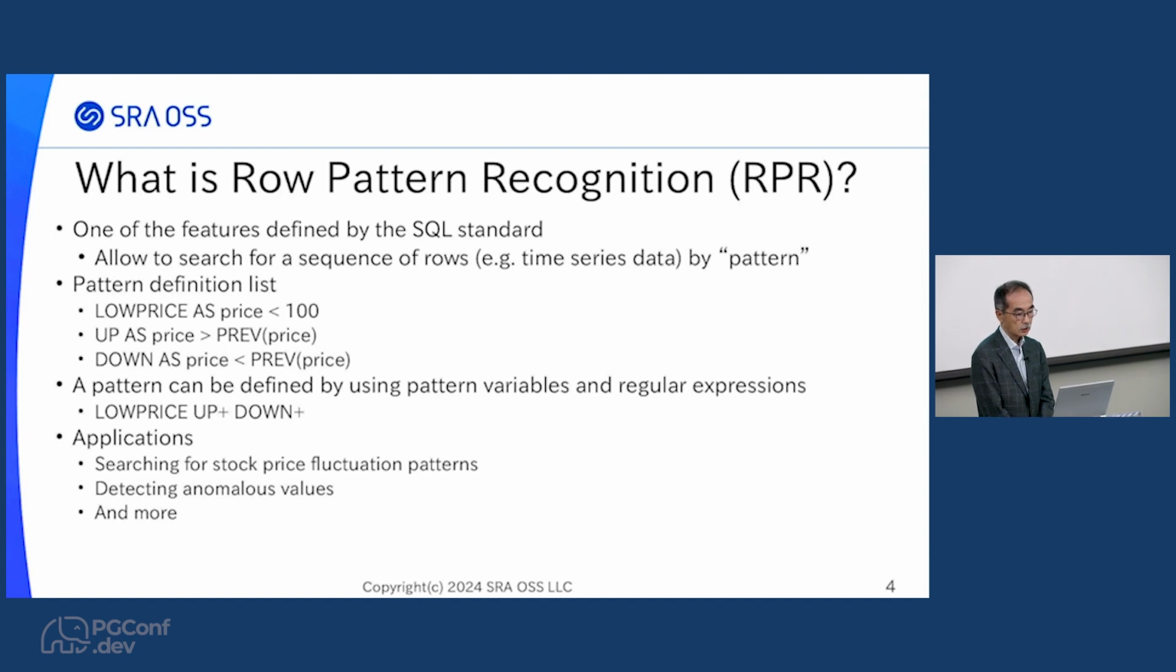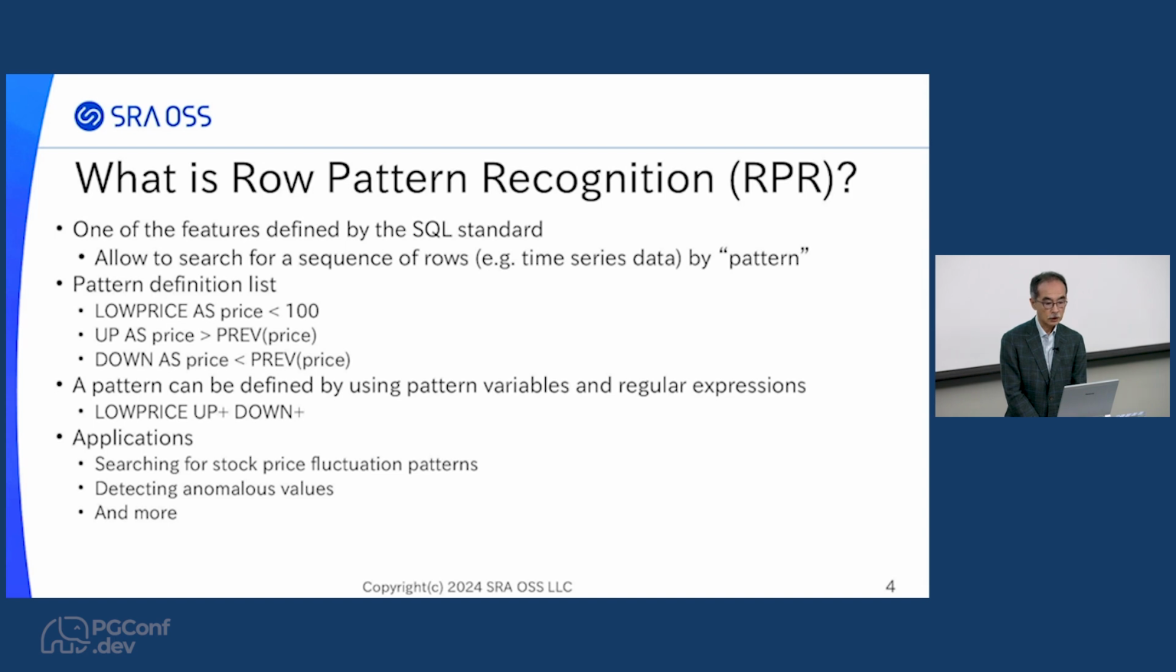So once these definitions are completed, we can define a pattern using pattern variables and regular expressions. By the way, low price, up and down are called pattern variables. So using pattern variables, we could define, for example, low price, up plus, down plus. The plus means one or more matches. This pattern matches a sequence of rows which satisfies each logical condition.